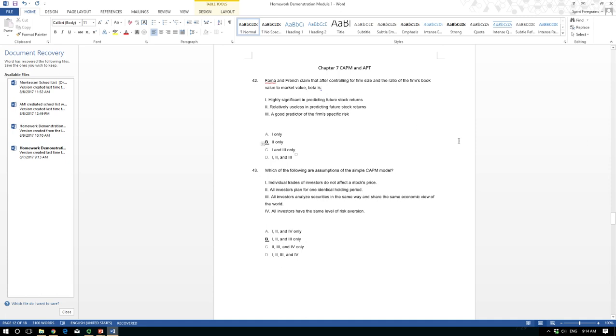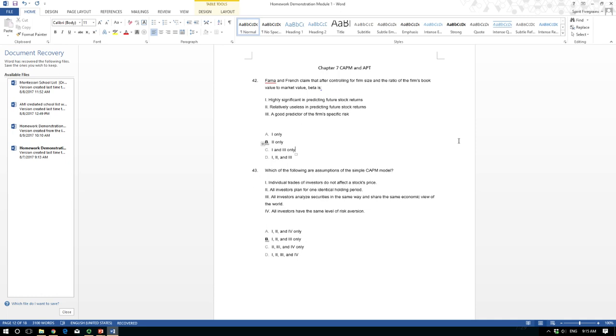Number 42. Fama-French claimed that after controlling for firm size and ratio of the firm's book value to market value, beta is: one, highly significant in predicting future return; two, relatively useless; number three, a good predictor of firm specific risk. So which one is best? Is it highly significant? The answer is no. It's a weak predictor of the stock return. It's not highly significant.